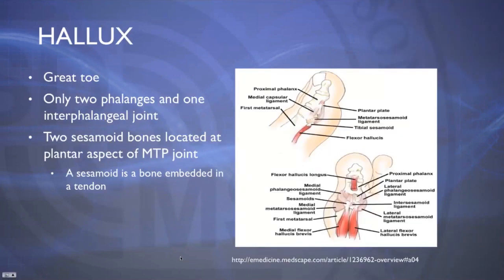The great toe, also known as the hallux, only has two phalanges and one interphalangeal joint. You may also see two sesamoid bones located on the plantar aspect of the MTP joint, or the metatarsophalangeal joint, and a sesamoid bone is embedded in a tendon, so you'll see those.